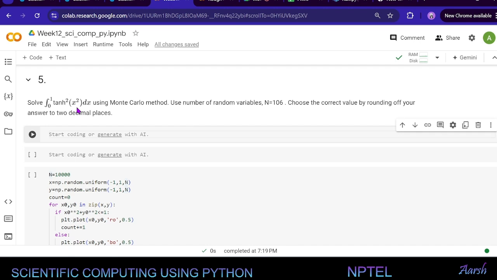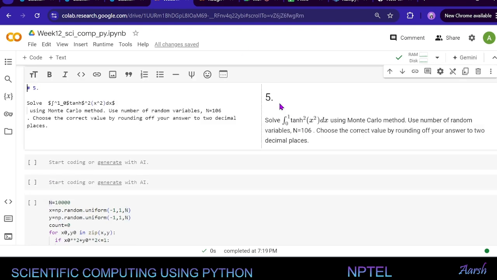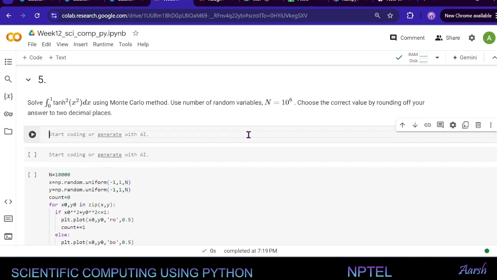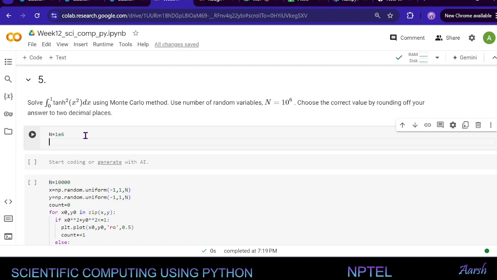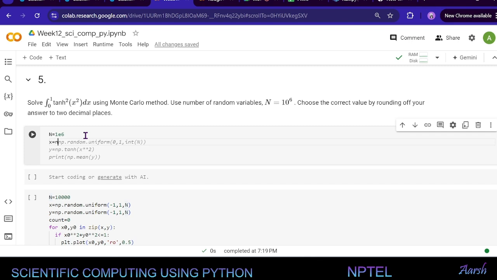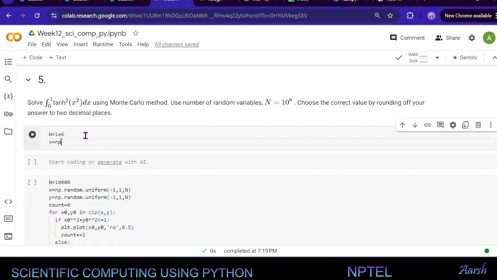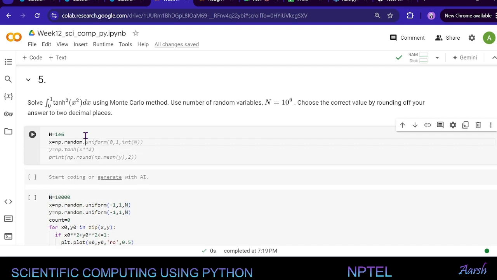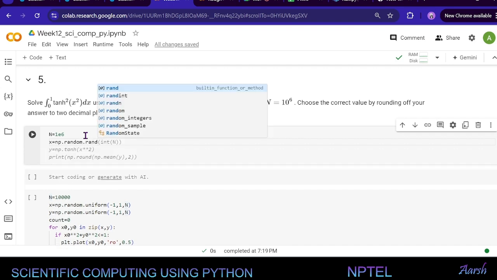So we are given this function, tanh square of x square, from 0 to 1 using Monte Carlo, and n is given to be 10 to the power 6. Sorry about that. So first we write n is equal to 10 to the power 6, and then we want to generate x and y. So x is np dot random dot uniform, or let's stick with what is taught in the class, which is random dot rnd, because we want it from 0 to n.